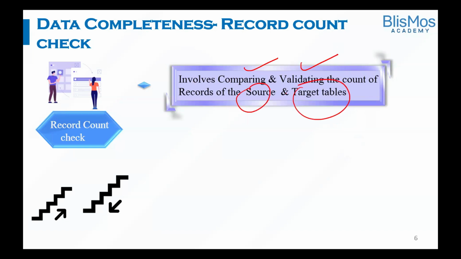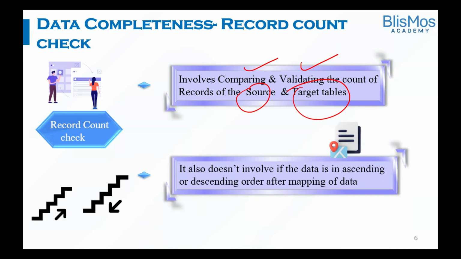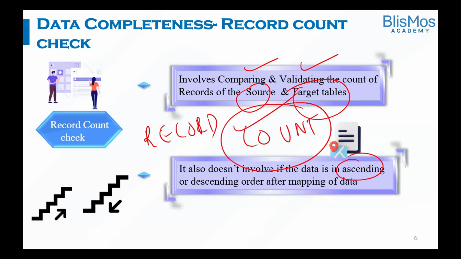target tables. And also, record count check will not really worry about whether the values in a source table are ascending or descending, or whether the values in a target table are in ascending or descending order. The primary goal, the focus, is on record count. It is only focused on count rather than anything else.